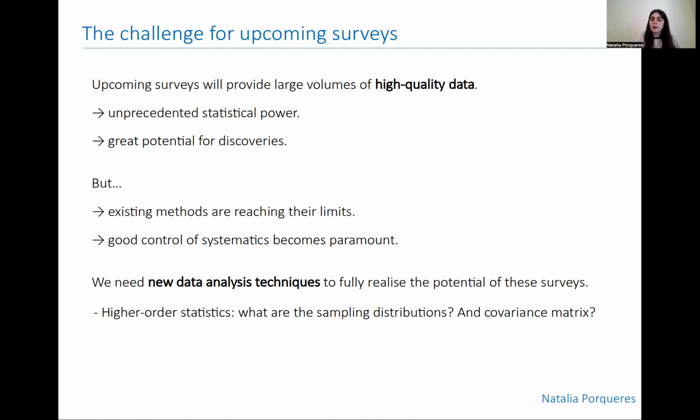So that would allow us to extract more information from the data and get complementary information to what the two-point statistics can do. But there are some questions here. We don't know what the sampling distributions of these quantities are. And even if we assume that they are Gaussian, then the question is, how do we compute the covariance matrix in an accurate way? Another problem here is that we don't know when to stop. We can always get new high order statistics, and we don't know at what point we have exhausted all the information that is there in the data.